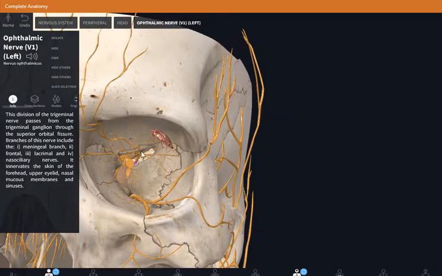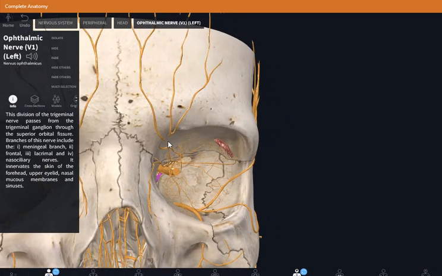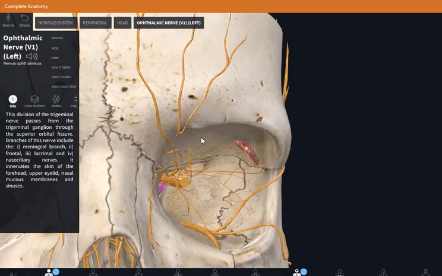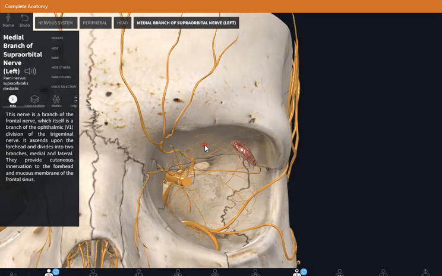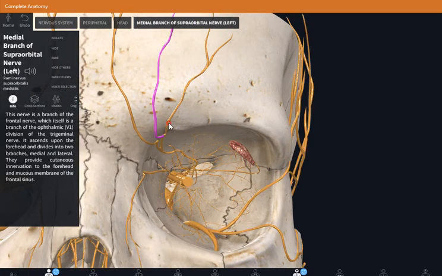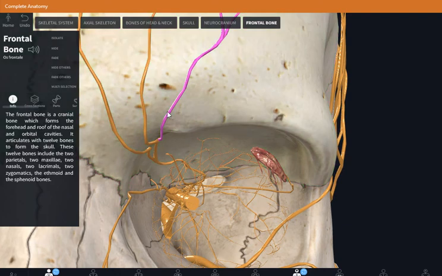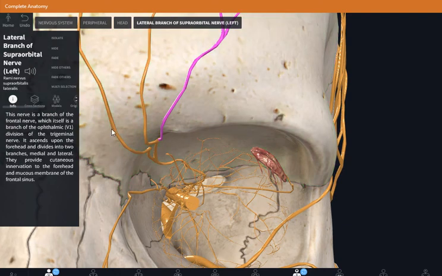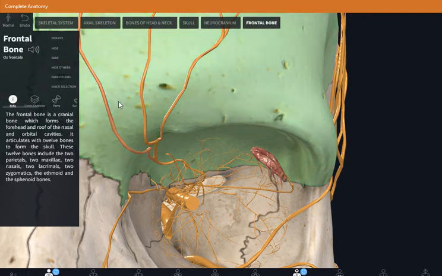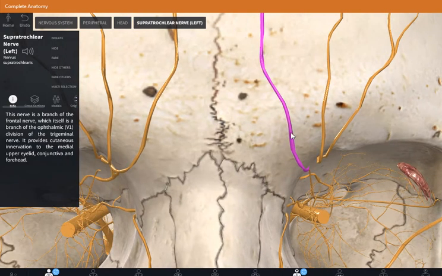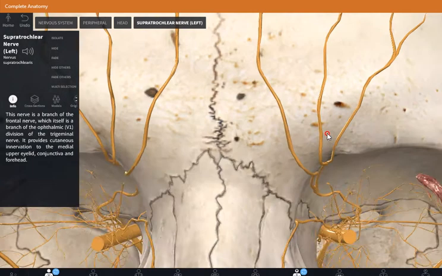Now visualizing the other portions, we have this. This is the other portion of the ophthalmic nerve. The ophthalmic nerve has a major branch, the supraorbital nerve. So you have the medial branch. This is the lateral branch of the supraorbital. This is the superior oblique muscle. This is the superior oblique nerve. Supratrochlear nerve here.